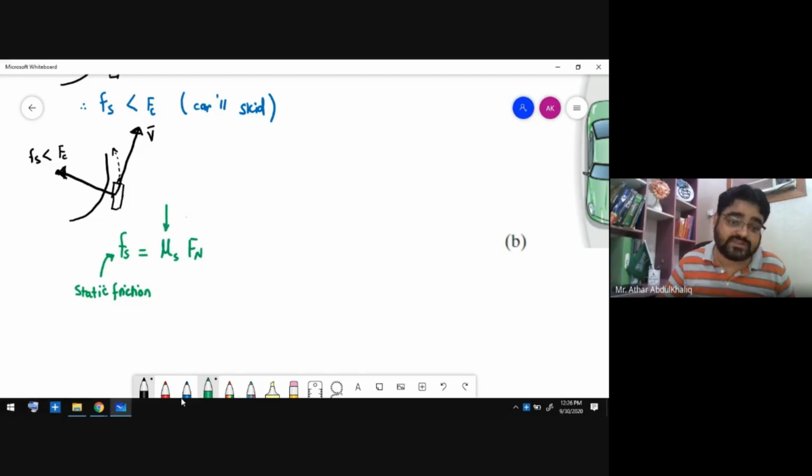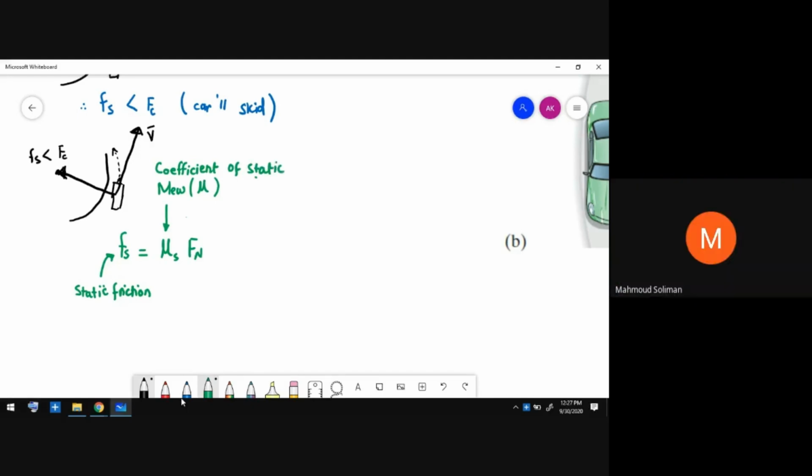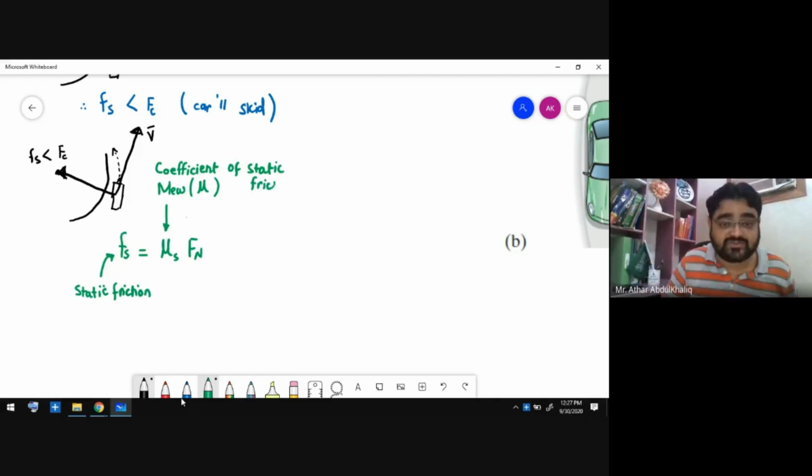And this terminology I use the word mu, M-E-W, mu. This is mu, a Greek letter. So this is called the constant of static friction, or coefficient of static friction. What we call it? We call it the coefficient of static friction.